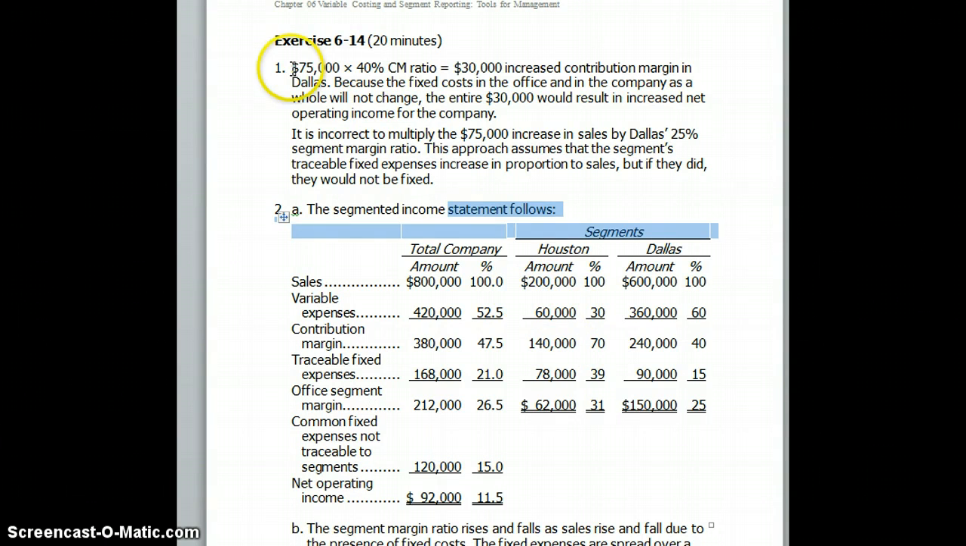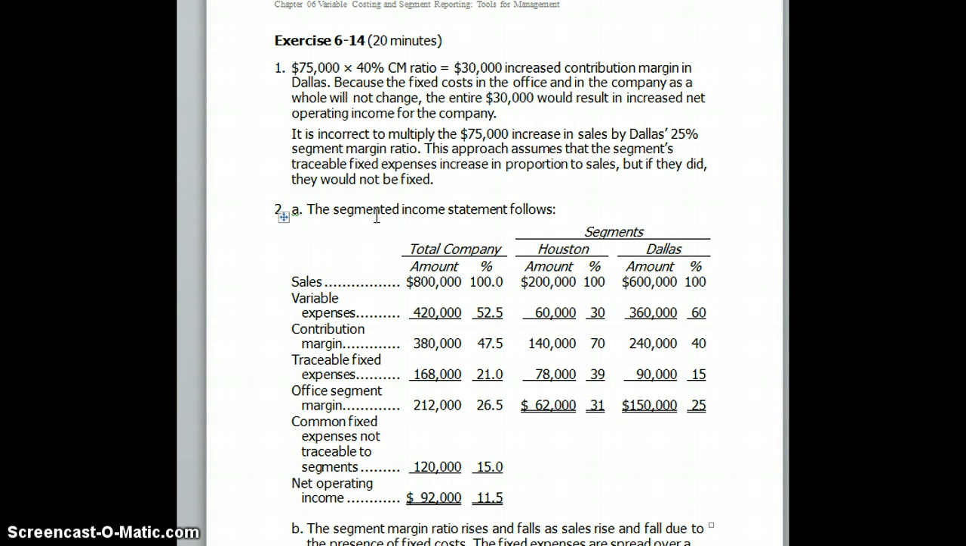As you can see here in the solution, if sales revenue would increase by $75,000 per year in the Dallas office, there would be an additional $30,000 of contribution margin. How we know that is that if you take 40% of $75,000, 40% being the contribution margin ratio for the Dallas office, as listed on page 260, multiplied by 75 grand, it would give you an additional $30,000 of contribution margin. This additional $30,000 is the solution to that answer.